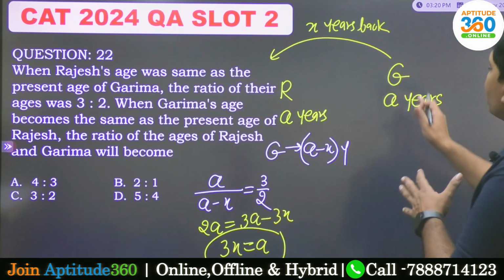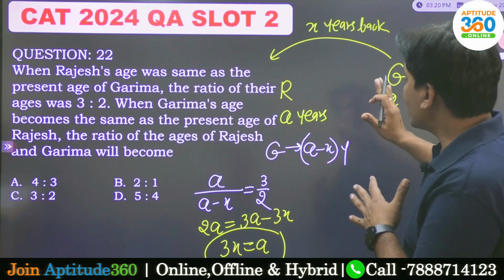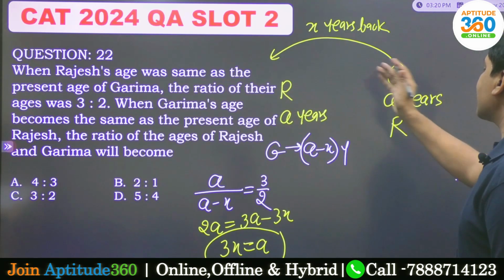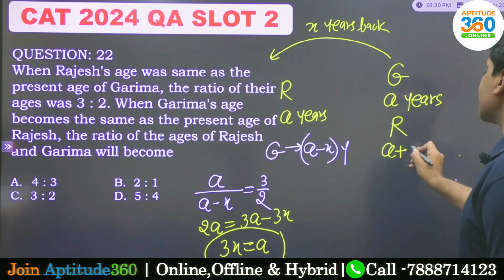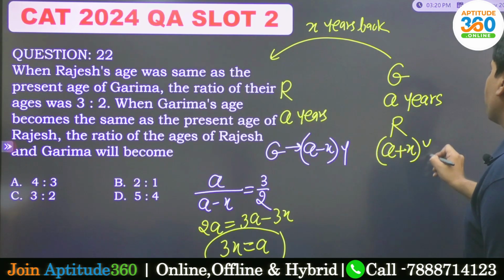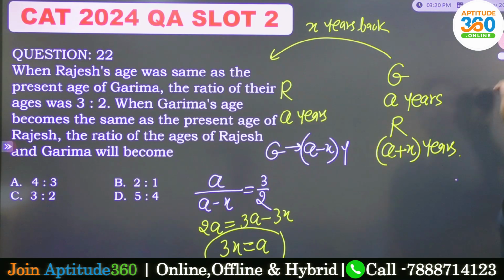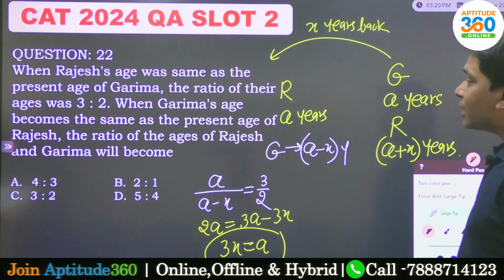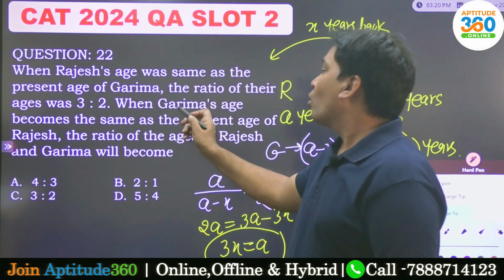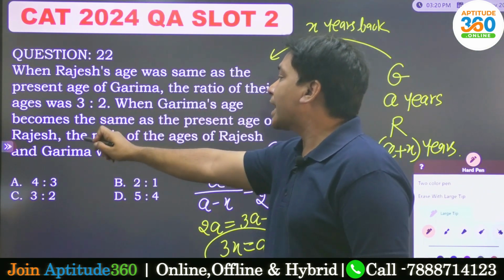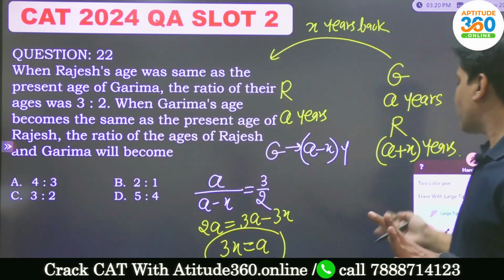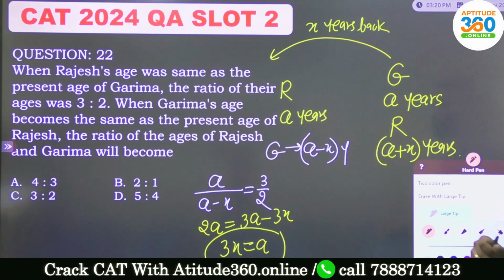Now the present age of Garima is A years. So what is the present age of Rajesh? So Rajesh, as of now, is A plus X years. Make sense? Now, again the problem says that when the age of Garima becomes the same as the present age of, what is the present age of Rajesh? It is A plus X.